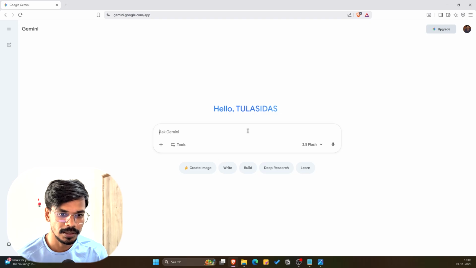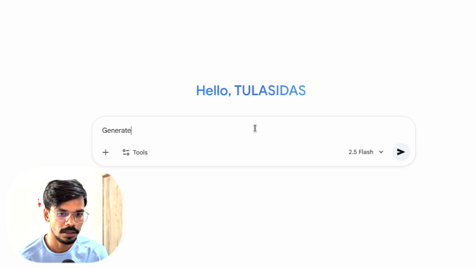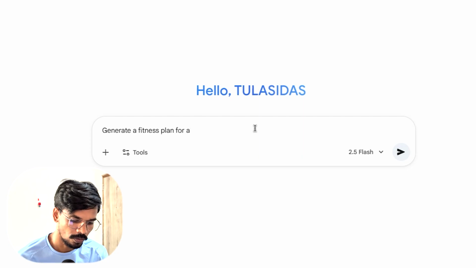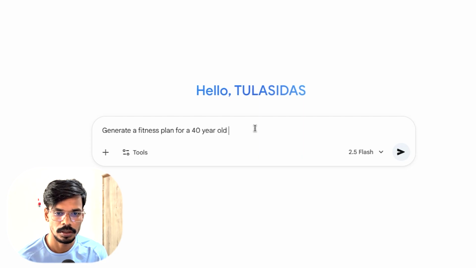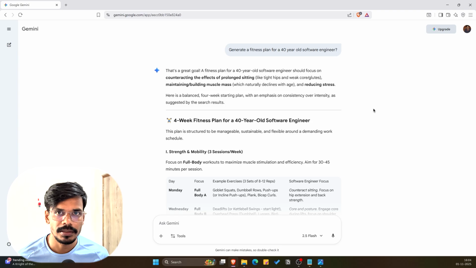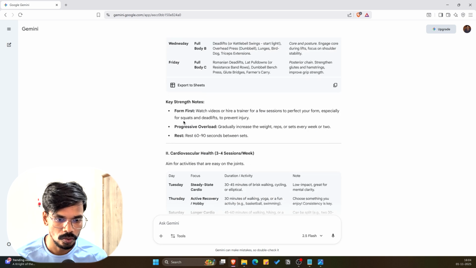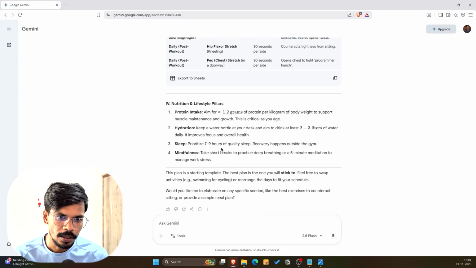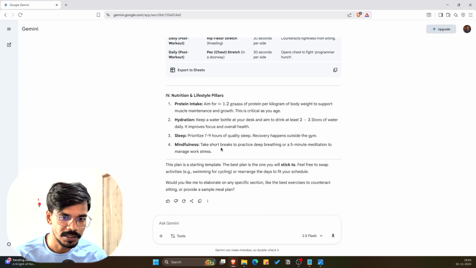So let me just ask: generate fitness plan for a 40-year-old software engineer. Now Gemini has given us some output, so let's quickly check it. It is saying 4-week fitness plan for a 40-year-old software engineer, strength and mobility, some key strength notes, cardiovascular health, and some mobility and posture. So it is not that bad, but it is not what we expect from Gemini, from the LLM.